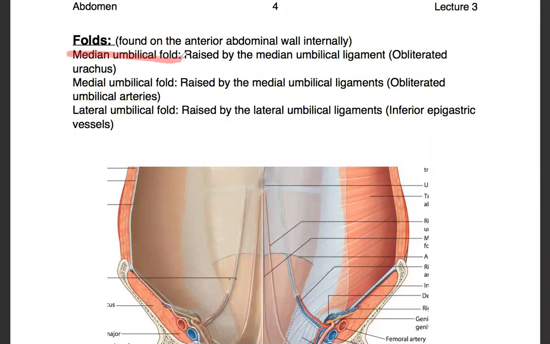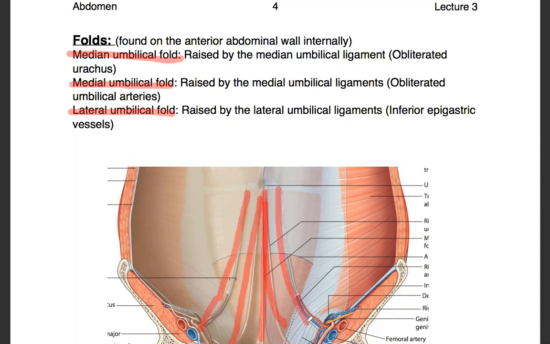So we have a median umbilical fold, medial umbilical folds, and lateral umbilical folds, okay? Median is the one in the middle. Sorry, median is the one in the middle, and then there are medial and lateral. Okay? They're just structures or ligaments covered by peritoneum, which we call folds.